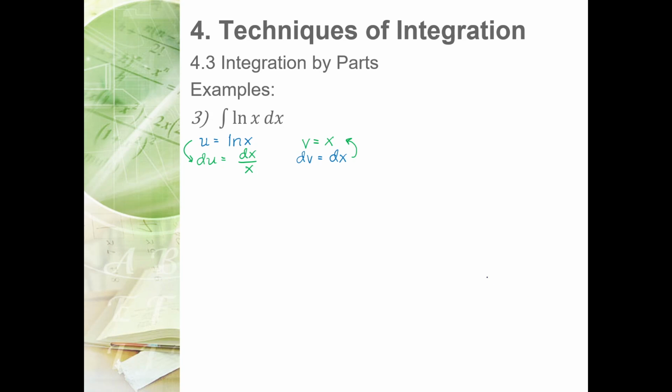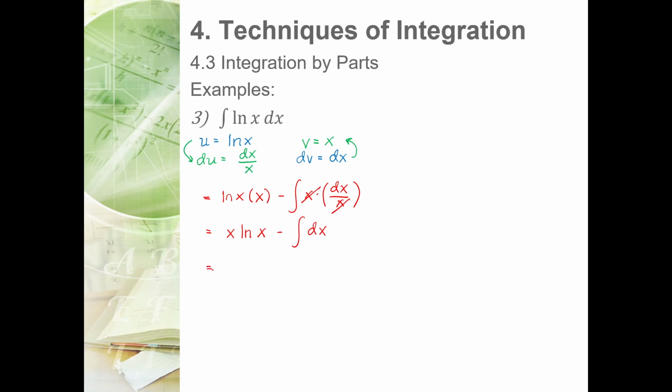Okay, if you already know the formula, let's jump straight to the solution. This becomes uv first, so that will be ln x times x, minus the integral of v du. So x times dx all over x. Cancel out x, cancel out x. So we have x ln x minus the integral of dx.